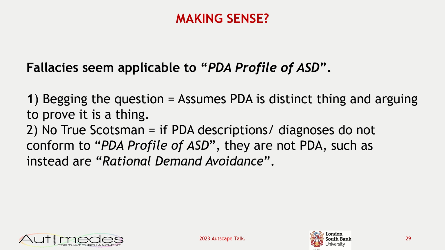So, for example, there's begging the question. It seems that PDA is a distinct thing, and they are going to prove it as a thing. There's also the no true Scotsman fallacy, which I think has also been noted of profound autism. It's like if descriptions or diagnoses do not conform to PDA profile of autism, they are not PDA, and instead are rational demand avoidance.